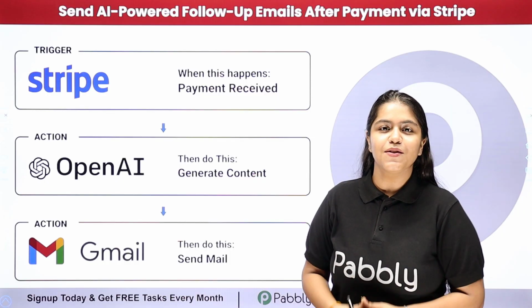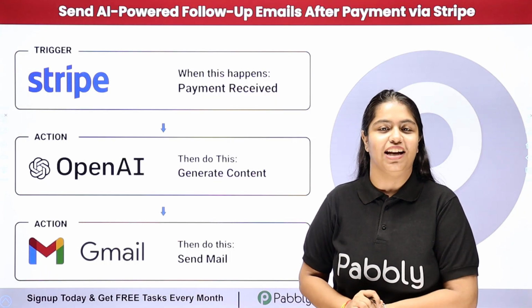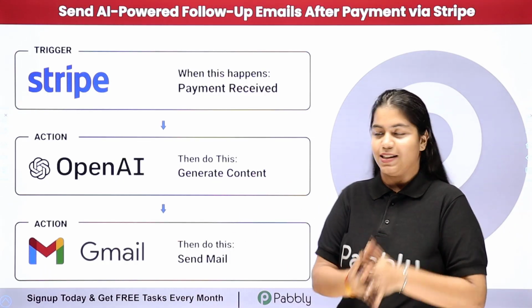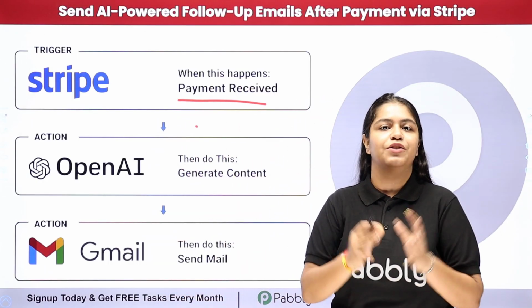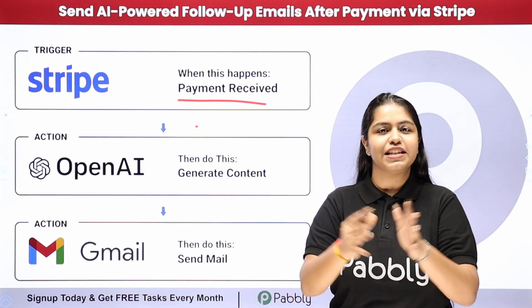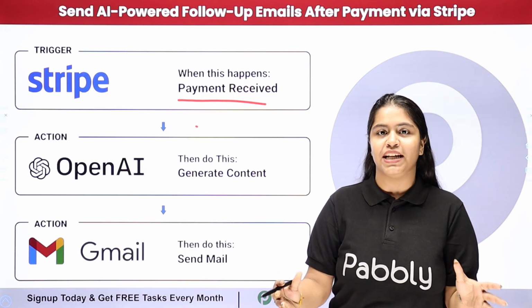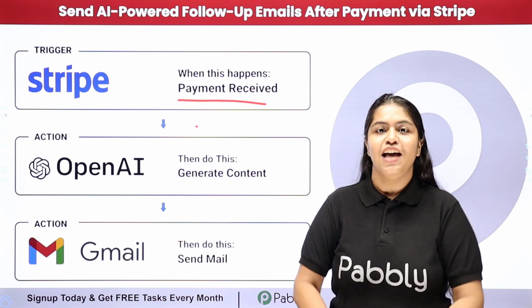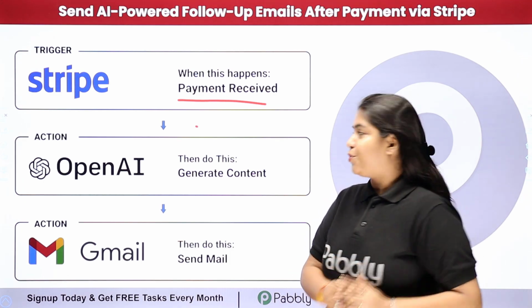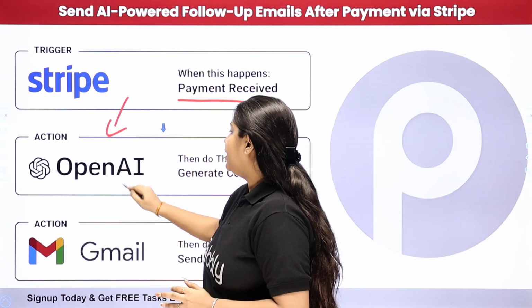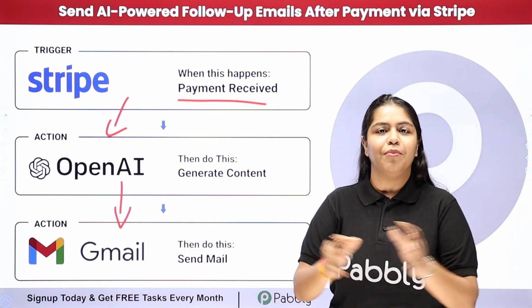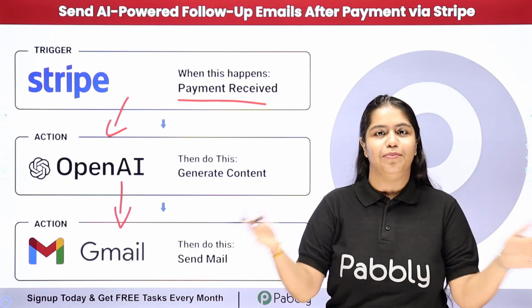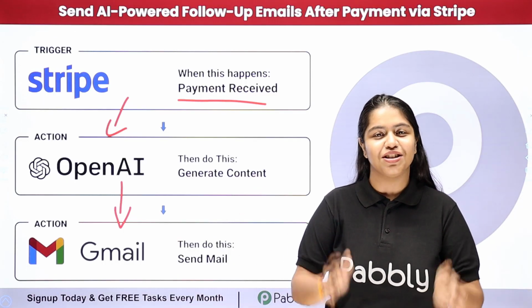So like you, I also use Stripe to sell my products online, and now what I want is that as soon as we receive a new payment through Stripe, which is that as soon as someone purchases my product using Stripe, I want to send them automated AI generated emails. So now to do this, we are simply going to create a connection between Stripe, OpenAI and Gmail. And to create this connection without knowing any programming or coding language, we are going to use Pabbly Connect. It is an amazing automation software.